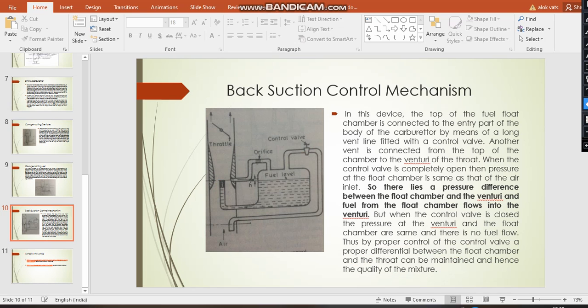So these were some of the devices which are required for the proper and efficient functioning of the simple carburetor. We will be discussing some of these devices in great detail in the subsequent videos.